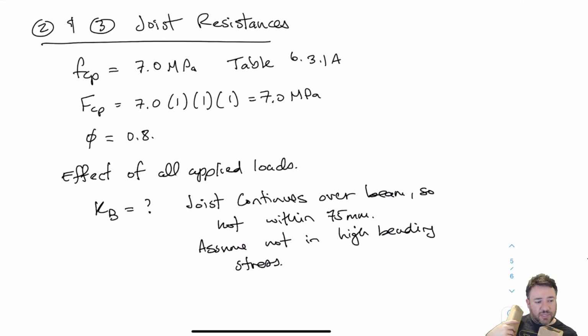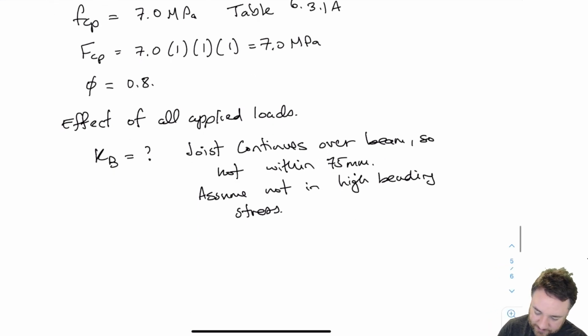My other criteria being the high bending stress. I'm going to say for now that it's not because I just want to calculate a KB for the example. But if I did have a situation like this where the joist was going over the top of a beam, then probably this is an area of high bending stress because there would be a peak negative bending moment at this location at this section of the beam, right? Because it's going to be bending down this way and down this way. So probably I shouldn't consider KB, but I'm going to do it anyway just for purposes of the example.